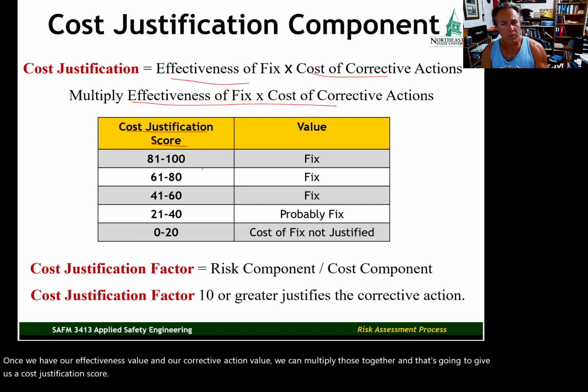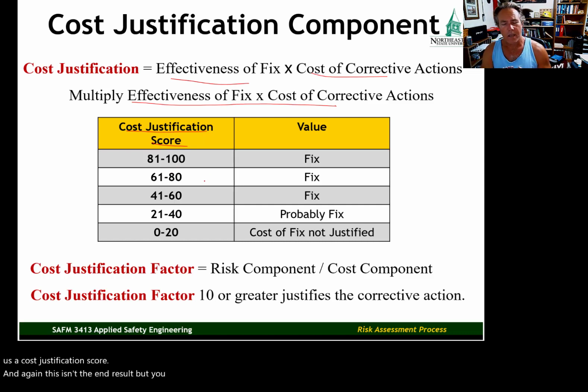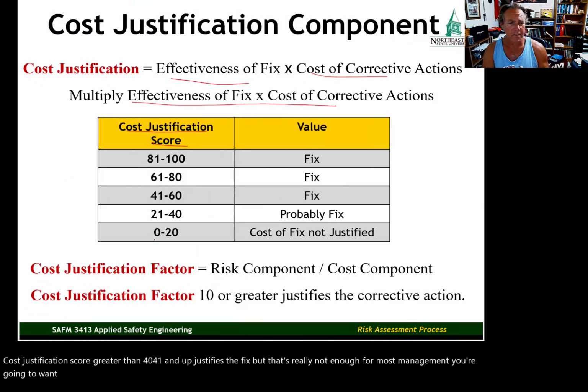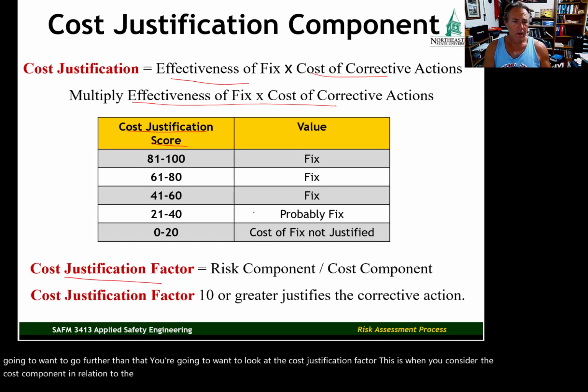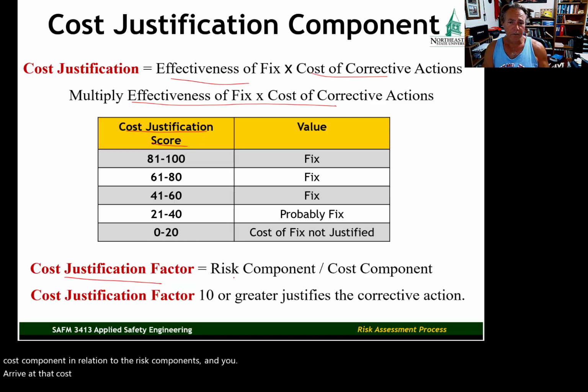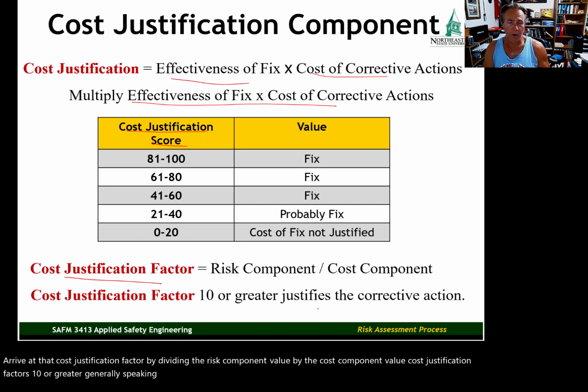And again, this isn't the end result, but you could use this in your proposals, in your arguments to management by itself. You want to go further than that. You're going to want to look at the cost justification factor. This is when you consider the cost component in relation to the risk component. And you arrive at that cost justification factor by dividing the risk component value by the cost component value. Cost justification factors of 10 or greater, generally speaking, will justify the corrective action.